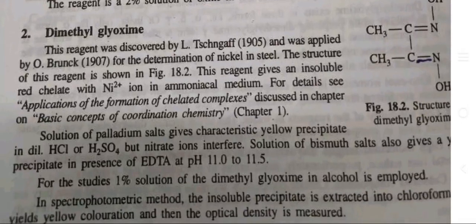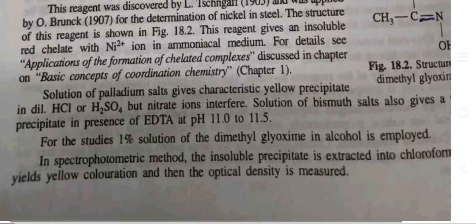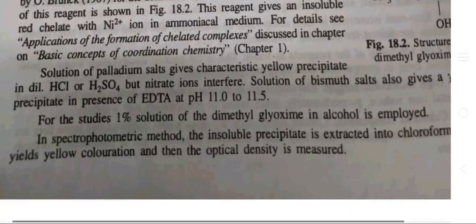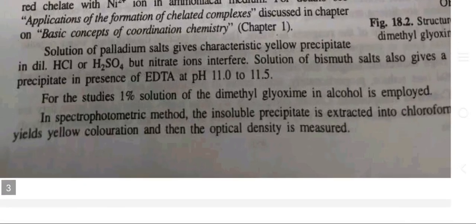Second, dimethylglyoxime. This reagent was discovered by L. Tschugaev and was applied by O. Brunck for the determination of nickel in steel. The structure of this reagent is shown in the figure. This reagent gives an insoluble red chelate with Ni2+ ion in ammoniacal medium. For details, see applications of formation of chelated complex discussed in the chapter on basic concepts of coordination chemistry.